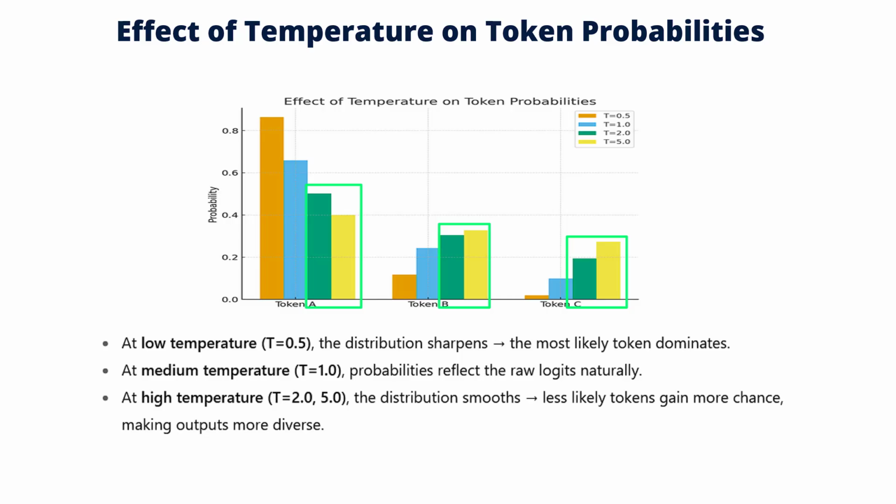Less likely tokens gain more probability, meaning the model explores more options. This increases creativity but also raises the risk of incoherent or off-topic responses. So, temperature directly controls the balance between accuracy and diversity in model outputs.